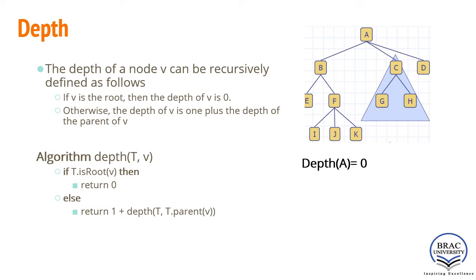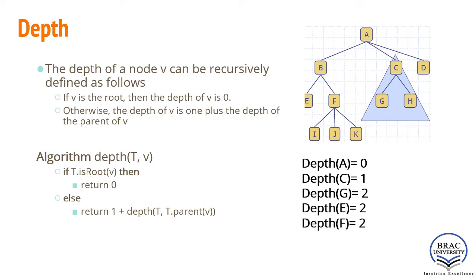From this tree, what is the depth of A? As A is a root node, the depth of A is 0. Depth of C is 1. Depth of G is 2. E is 2. Depth of F is 2. And depth of J is 3.